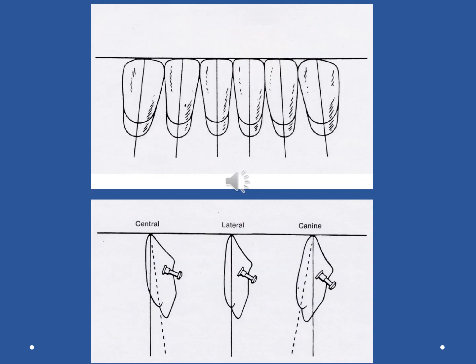Here the picture at the top shows that the lower anterior teeth, their incisal edges are all at one level. The long axis of the lateral incisor is distally inclined. The long axis of the canine is more distally inclined than the lateral incisor. The picture below shows the profile view of the teeth. You can see that the central incisor is labially inclined, the lateral incisor is perpendicular to the occlusal plane, and the canine is more lingually inclined.